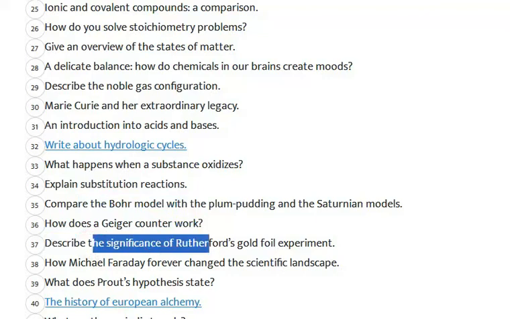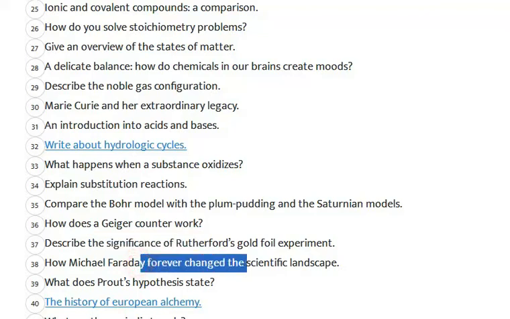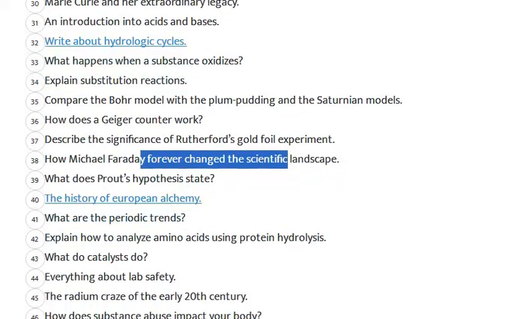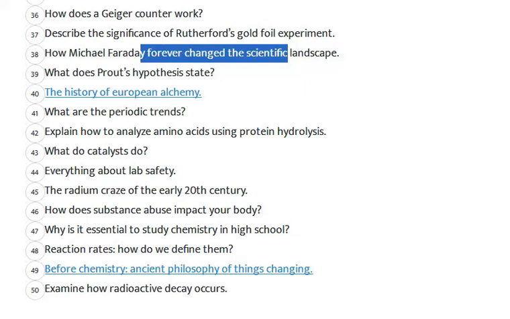Describe the significance of Rutherford's gold foil experiment. How Michael Faraday forever changed the scientific landscape. What does the Bronsted hypothesis state? The history of European alchemy. What are the periodic trends?